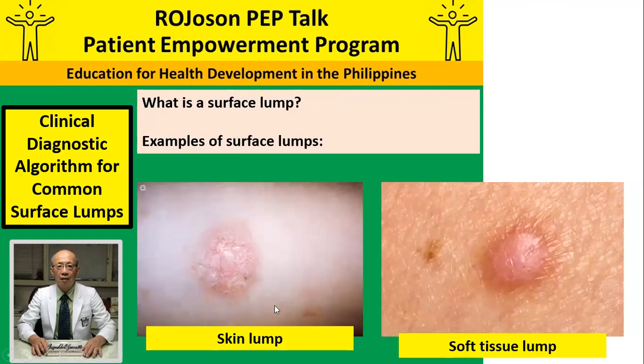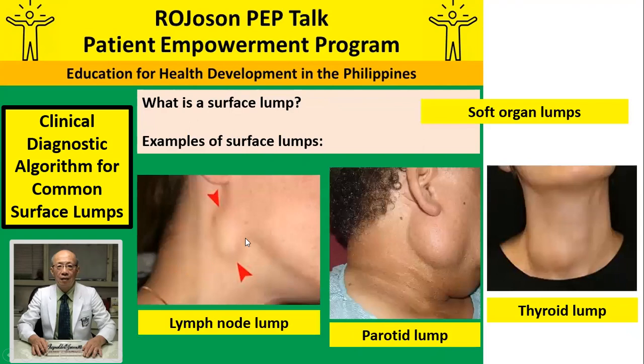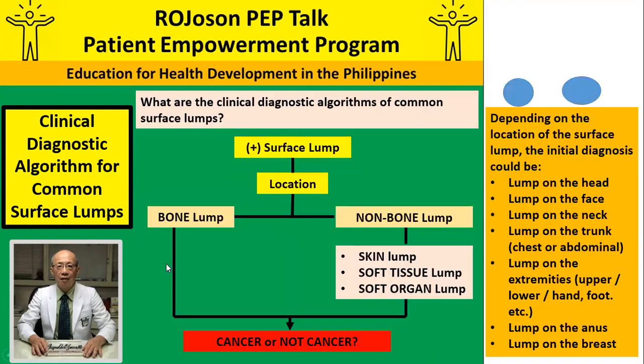Example of surface lumps again, so you have skin lump, soft tissue lump, lymph node, usually na side of the neck, ito lymph nodes siya. Ito parotid, usually nasa baba na, malapit sa tenga. Okay, and then ito thyroid. So these are examples of soft organ lump, to differentiate it from yung mga soft tissue tumors. Soft tissue tumors include yung mga nasa taba, sa ilalim ng balat, yung mga ugat. Ganon.